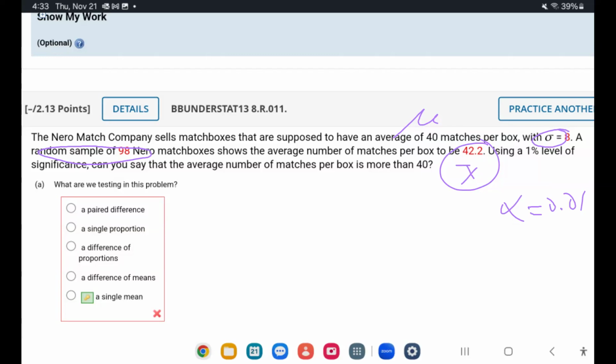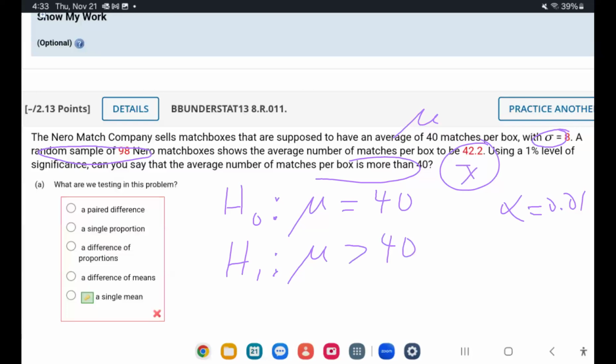Now, how do we set up our hypothesis testing, or how do we set up our null hypothesis and alternative hypothesis? So how do we do that? So H0 is going to be mu equals 40. And then our HA or H1 is going to be mu greater than 40, because here it says more than. So that's what you have here.